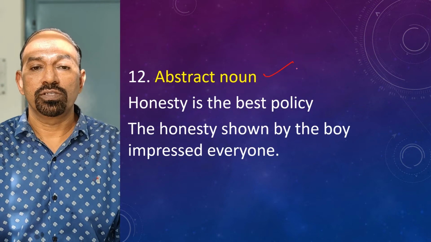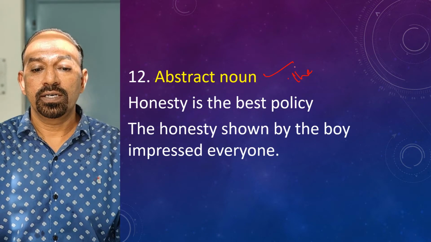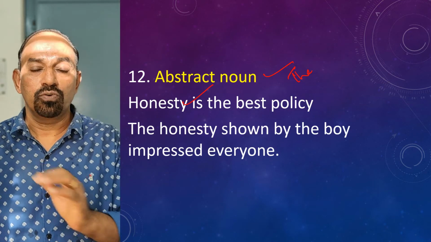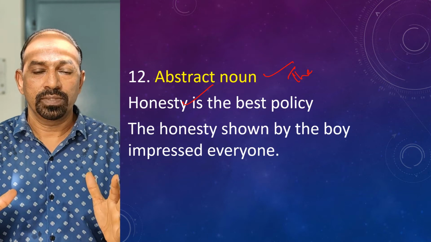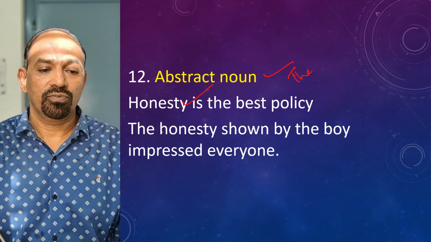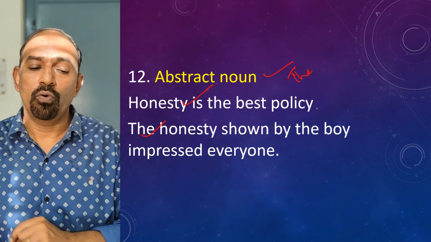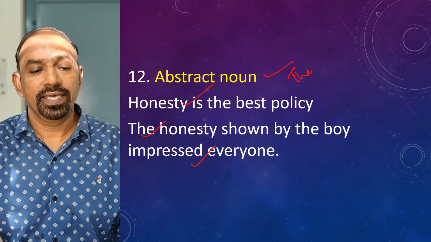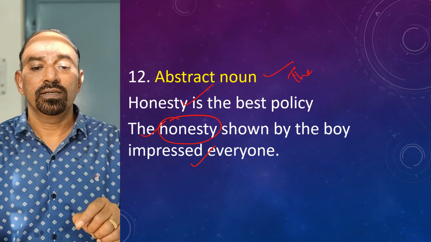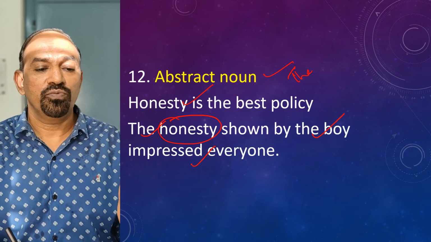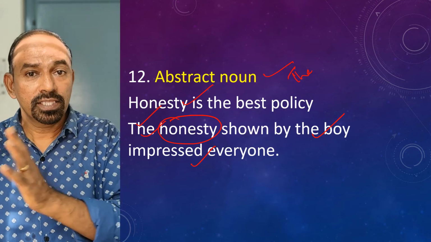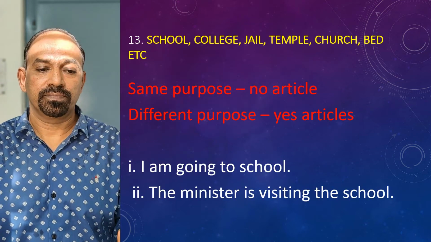Then abstract nouns. We never use "the" before abstract nouns. For example, honesty is the best policy. This is the rule. But in certain conditions, we should use the definite article. For example, the honesty shown by the boy impressed everyone. Here, honesty is an abstract noun, but it is specified by the boy's action. So we have to use the definite article.